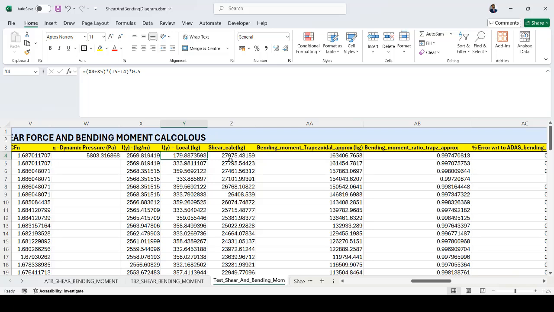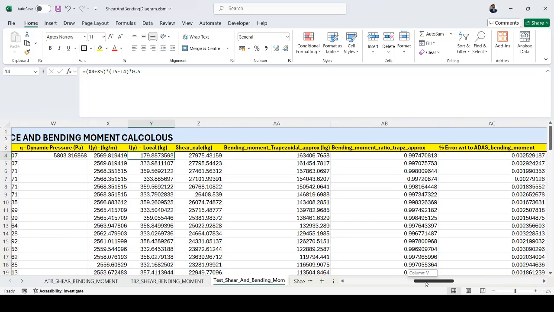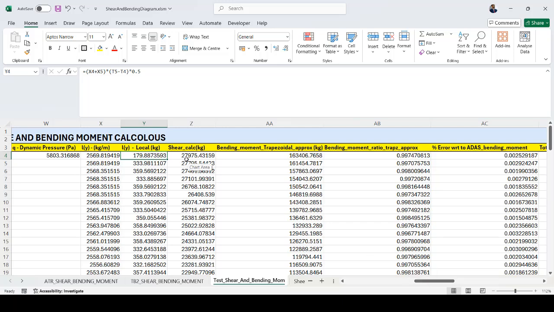So here there's another consideration to make: we take into account the n, that is the load factor, where lift L is equal to n times W, and in this case n is equal to 2.5. We can also do the calculation for the load factor n equal to 1, but in this case I presented this example.